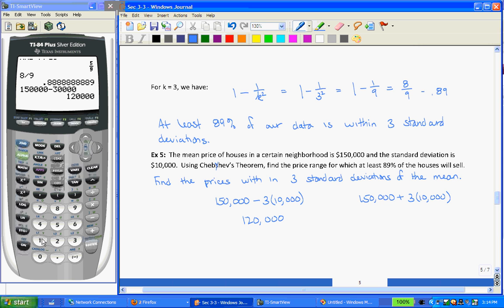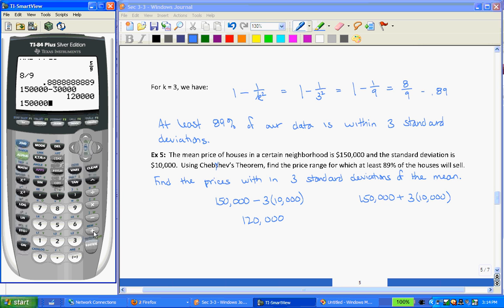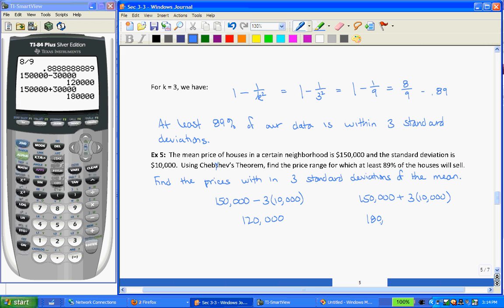So 120,000 and 180,000. So what we're saying in here is at least 89% of houses will sell between 120,000 and 180,000.